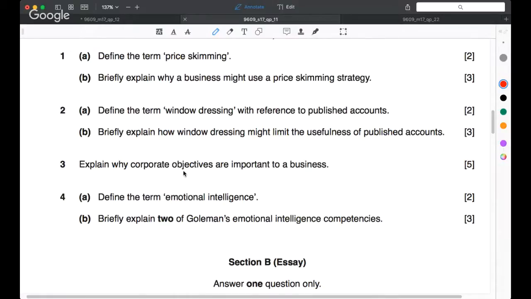Also important in terms of corporate objectives is that it encompasses every type of stakeholder, and it is a key point of leadership for any company that each stakeholder understands fully what the company objectives are.